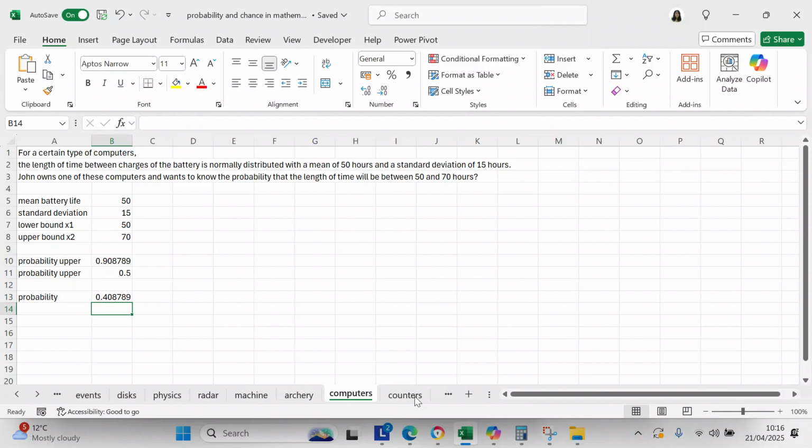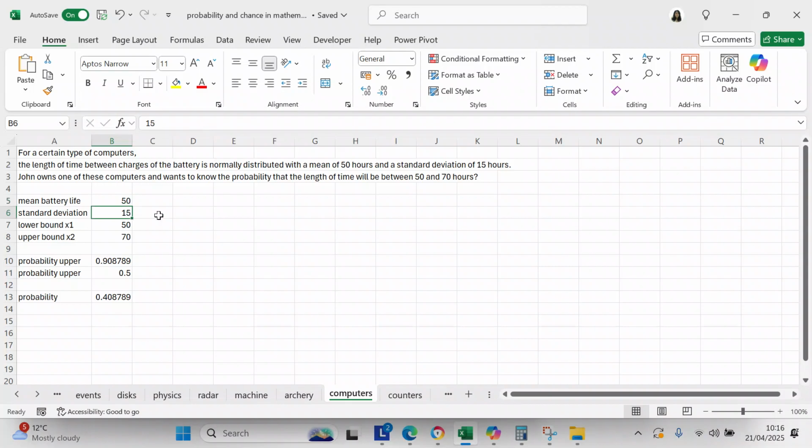So now we have a question about computers. For a certain type of computers, the length of time between charges of the battery is normally distributed with a mean of 50 hours and a standard deviation of 15 hours. John owns one of these computers and wants to know the probability that the length of time will be between 50 and 70 hours.